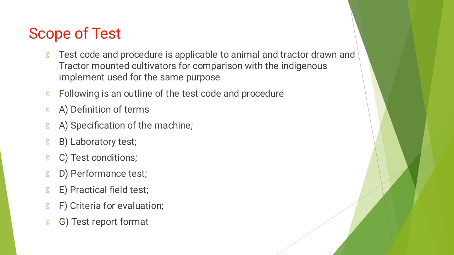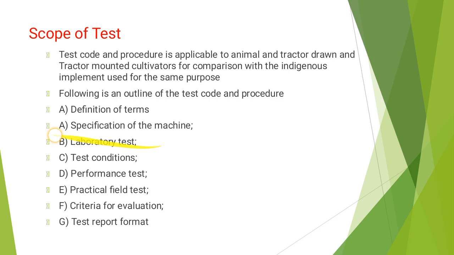Now the scope of the test code and procedure is applicable to animal and tractor drawn mounted cultivator for comparison with the indigenous implement for the same purpose. And the following is the outline of the test code and procedure: the definition of terms, specification, laboratory test, test condition, performance test, practical field test, criteria for evaluation and test report format.